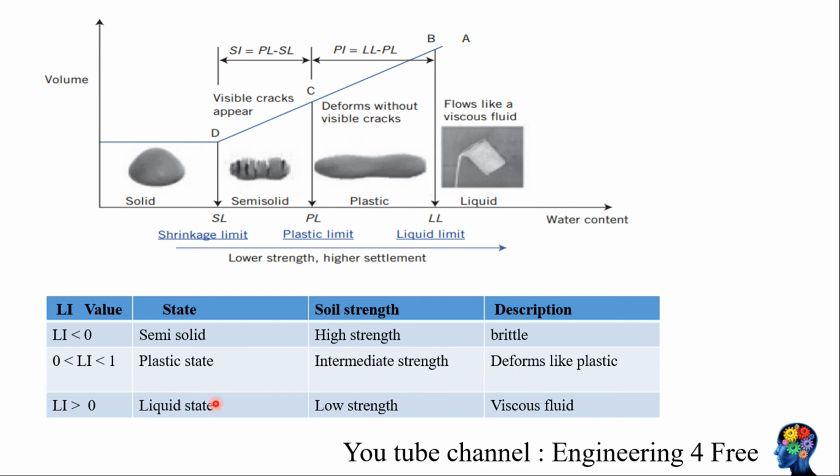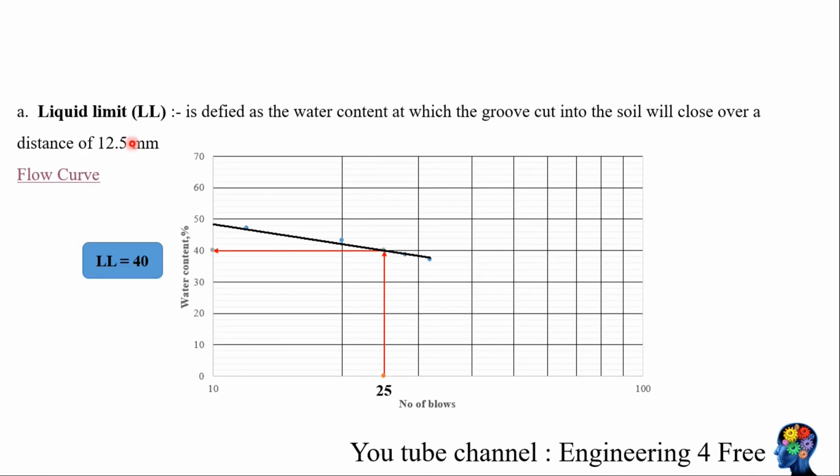We want the material to behave as a high-strength material, so the liquidity index should be either less than 0 or between 0 and 1. The liquid limit is defined as the water content corresponding to 25 blows. You can see this is a flow chart. On the x-axis, on a log scale, we have the number of blows, and on the y-axis we have the water content. The liquid limit is the water content corresponding to 25 blows. In the previous example we have a liquid limit of 40, but how is this 40 determined? Let's see that.